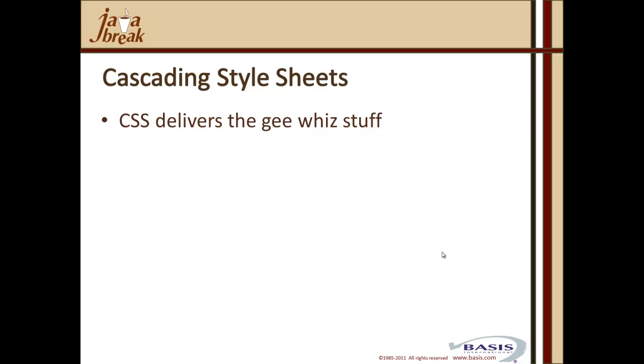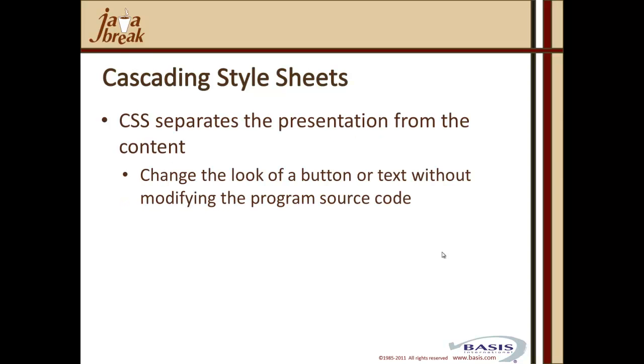Cascading style sheets is what delivers the gee whiz stuff, the look, the functionality, some of the movement, the animation side, and also improves the performance of that changed functionality. CSS separates the presentation from the content. You can change the look of a button or text without modifying the program's source code.